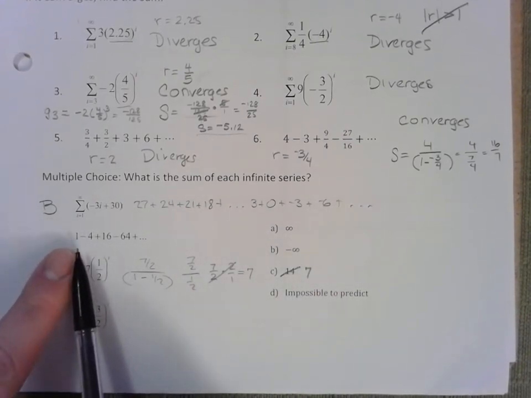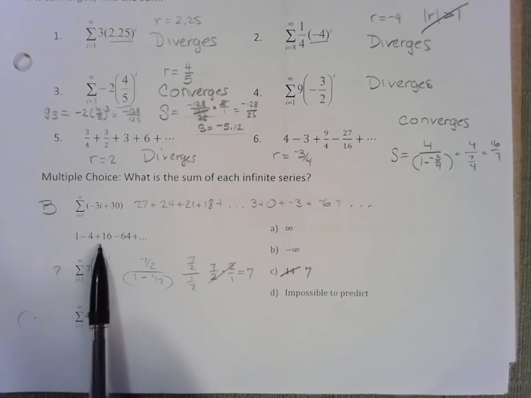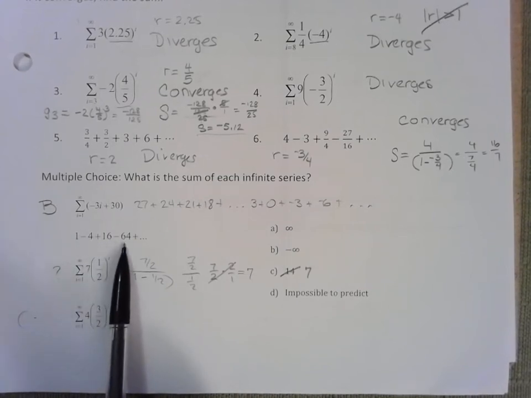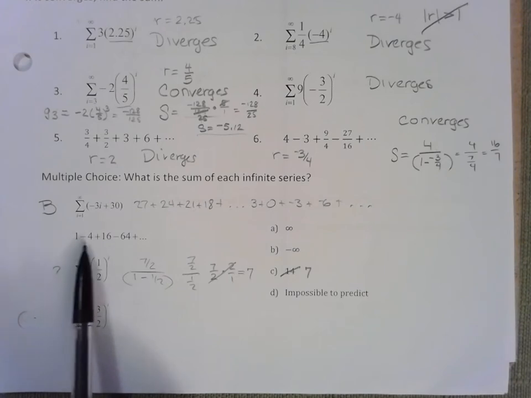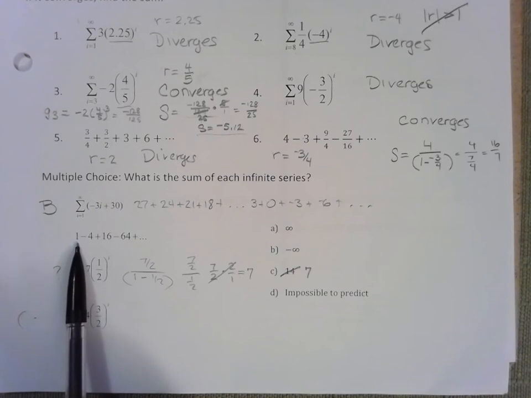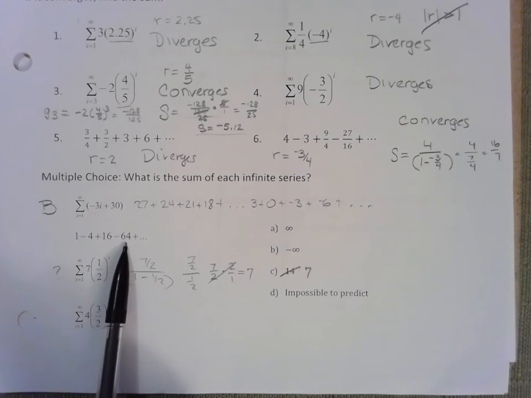Let's take a look at this next one. 1 plus -4 plus 16 plus -64. Now these terms are alternating. This has a geometric sequence to it. It looks like our ratio is -4, so it's alternating now. If I add the first term together, it's 1. If I add the first 2, it's -3. If I add the first 3 together, it would be 13, which is a larger positive number than the first one. If I had a fourth term, it would be a negative number.